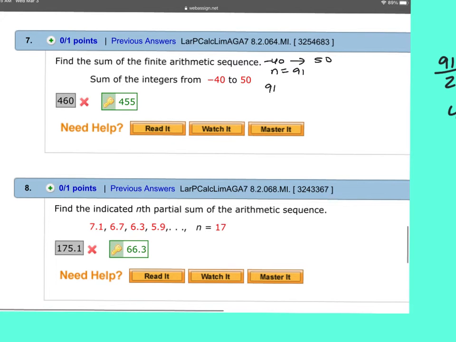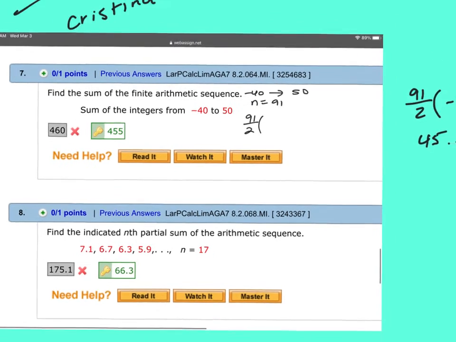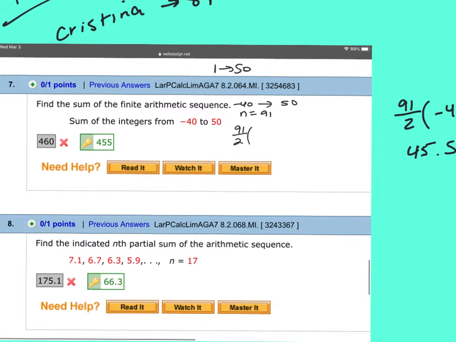So 91 over 2. So think about 1 to 50. How many terms are there? 50. And from negative 40 to negative 1, there'd be 40. But 0 falls in between them. So when we start at 1 and we end at a number, it's that number. But if we start at 0 and we go to that number, we have to add 1, because if you count from 0 to 10, you get 11. Does that make sense?